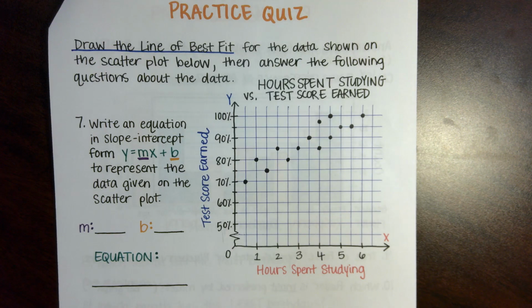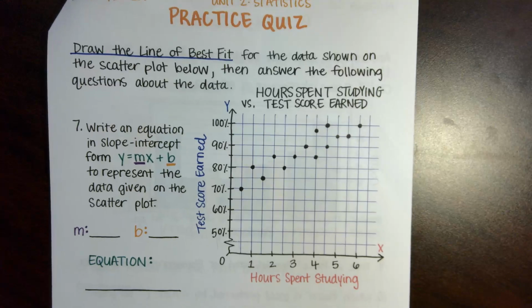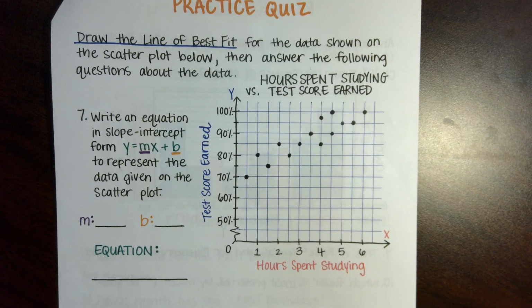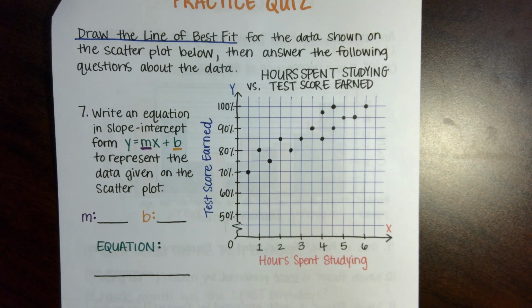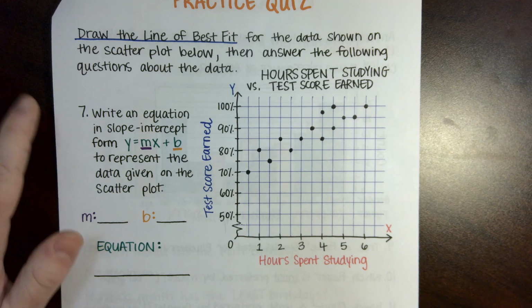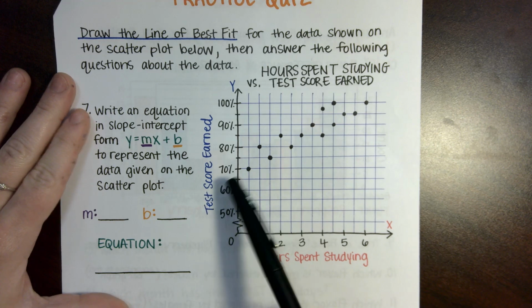All right, we are back from lunch. So let's look at page 3 of our practice quiz. Somebody read those directions for me, please. Page 3, correct? Yes, page 3. Draw the line of best fit for the data shown on the scatter plot below. Then answer the following questions about the data. Perfect. Okay, so we need to draw the line of best fit here.